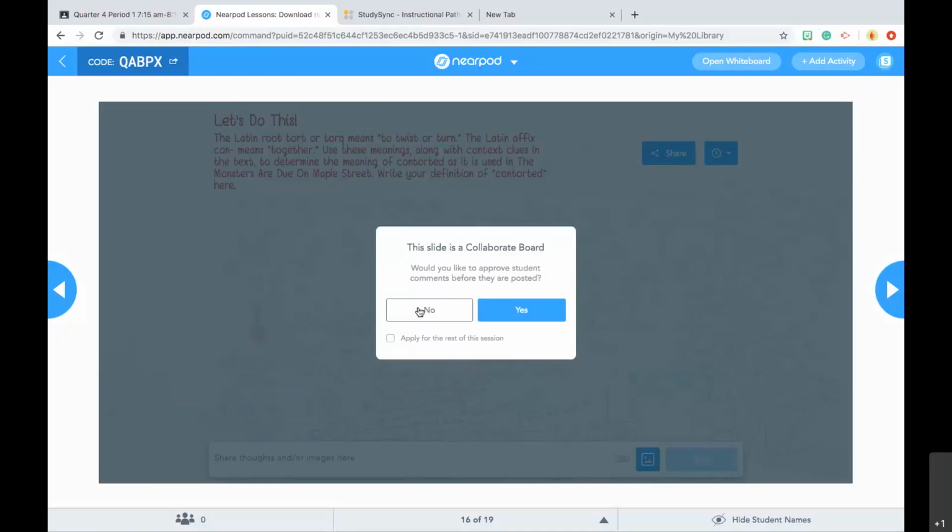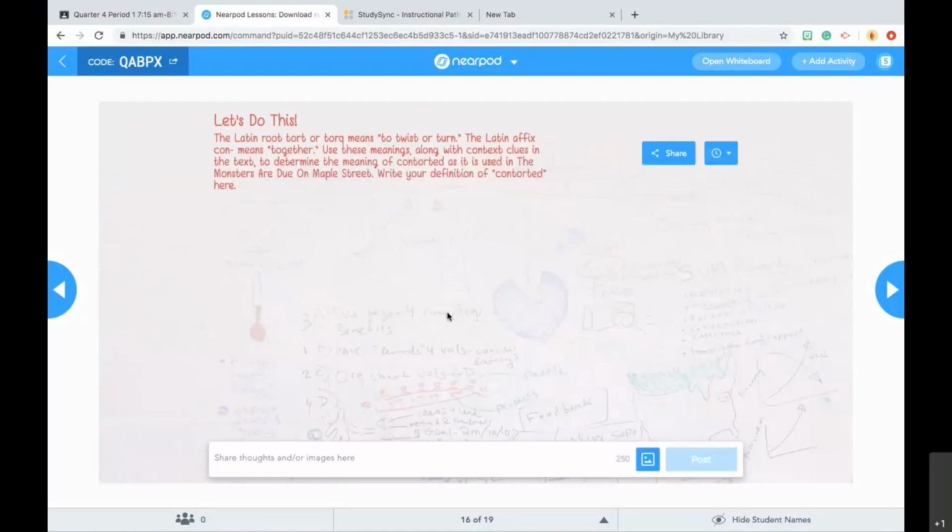All right, so let's do this together. You guys are going to use your collaboration board, and I'm going to go ahead and read the question. The Latin root tort or torque means to twist or turn. The Latin affix con means together.